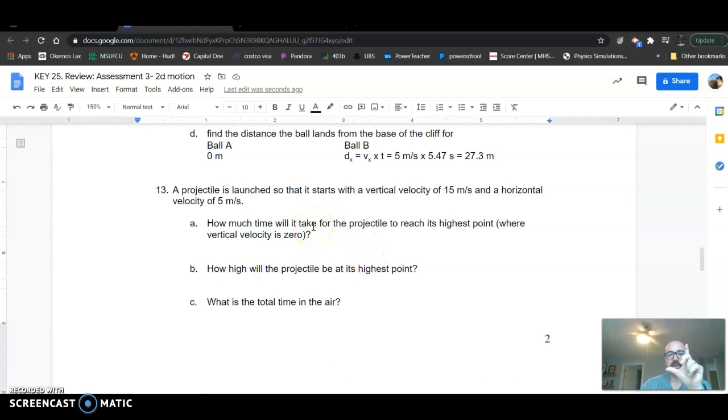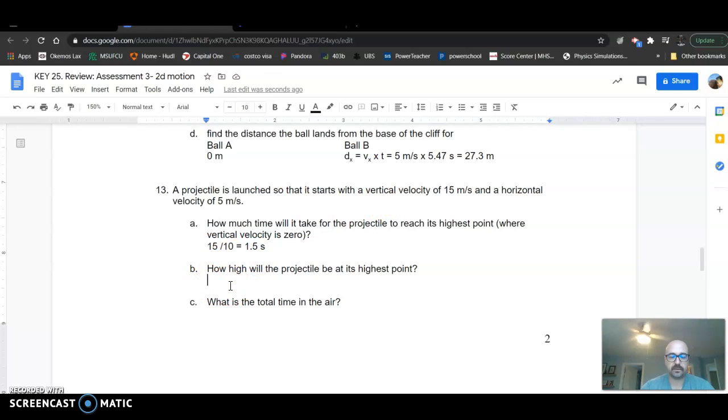Now we've got the projectile launched, starts with a vertical component of 15, horizontal of 5. So how much time is it going to take to reach its highest point? Its initial vertical is 15, so I would do 15 divided by 10. It's going to change by 10 meters per second each second. So it's going to take 1.5 seconds to get to its highest point. Anytime you have this kind of problem, you take that initial vertical velocity and just divide it by 10.